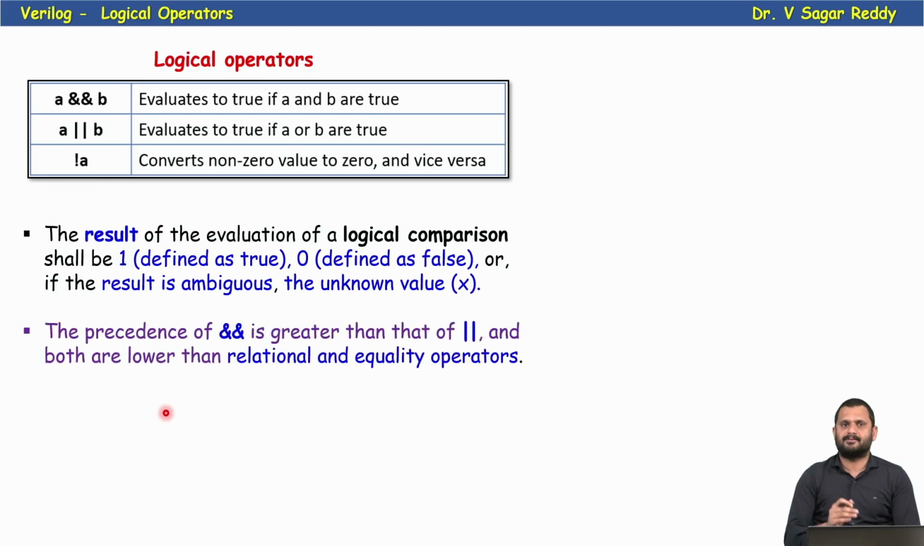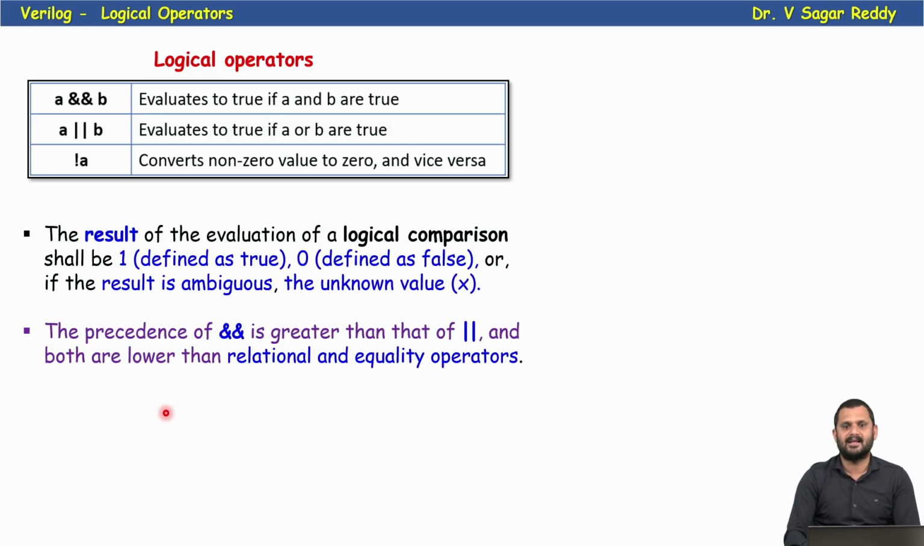The precedence of logical and is greater than logical or. So with operators you should also know the precedence, because if a single expression contains multiple operators, you should know the precedence, and only then will you get a correct result. So the precedence of logical and is greater than logical or, and both are lower than the relational and equality operators.